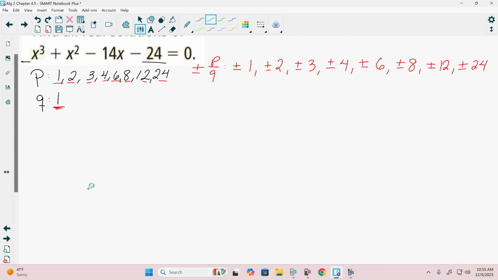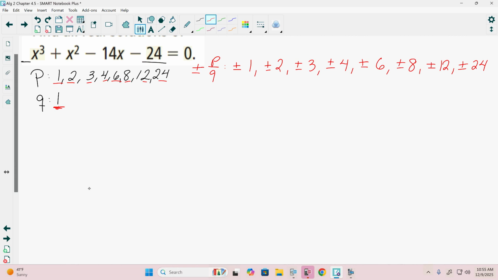Now at this point, I would move on to the next factor of q. So if 2 was also a factor of q, we would then divide every factor of p by 2 and move through the factors of q. But since 1 is the only factor of q, that tells us these, 1, 2, 3, 4, 6, 8, 12, 24, positive and negative, are the possible rational zeros.